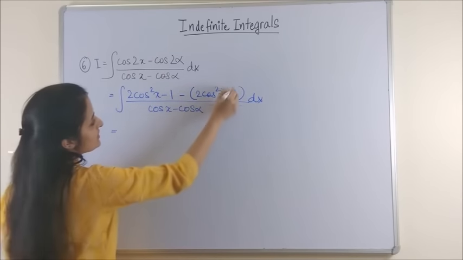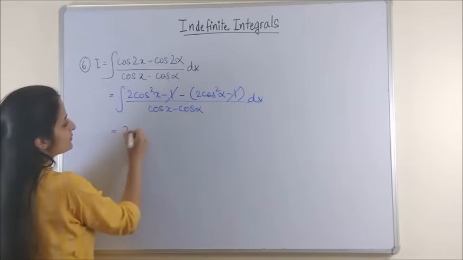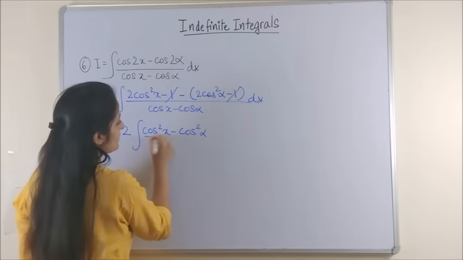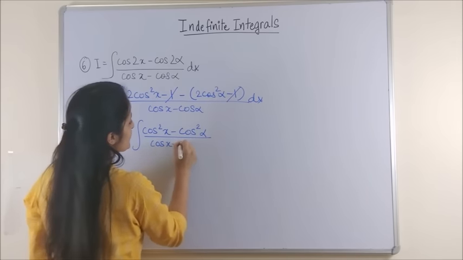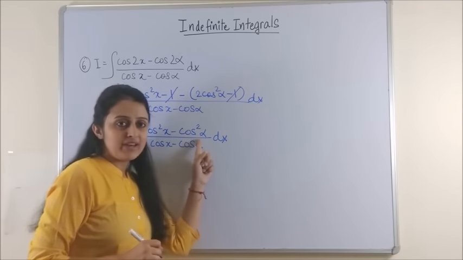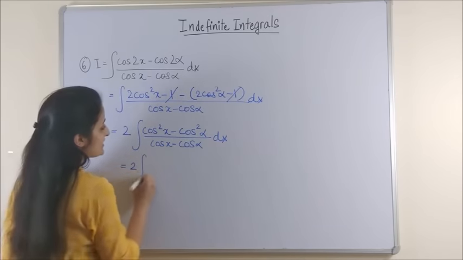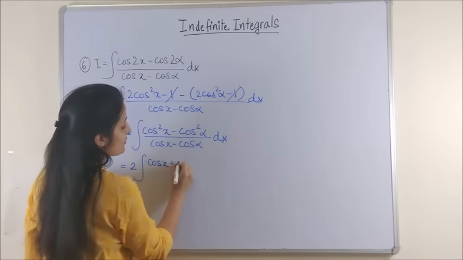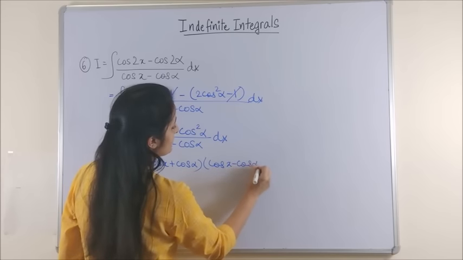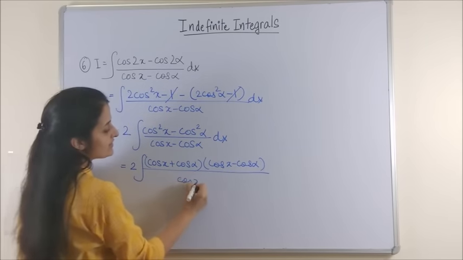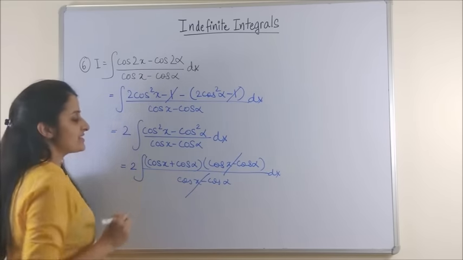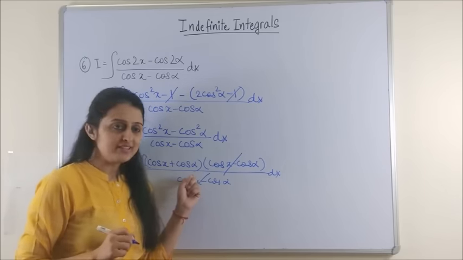On simplifying, you would see these ones get cancelled. You can take 2 common and we are left with cos square x minus cos square alpha upon cos x minus cos alpha. Now applying your a square minus b square, we get cos x plus cos alpha into cos x minus cos alpha whole upon cos x minus cos alpha. As you can clearly see, this factor gets cancelled and we are left to integrate only this function.